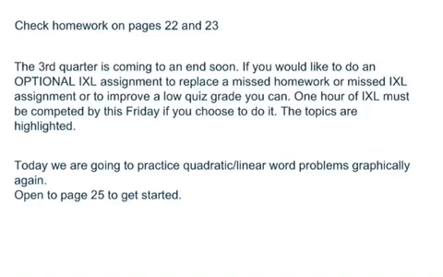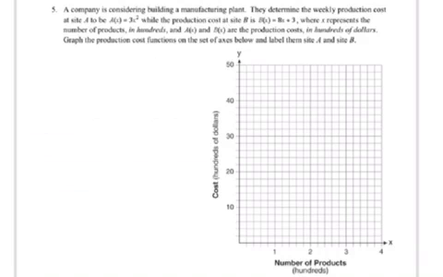Today we're going to practice quadratic and linear word problems graphically again. So open up to page 25 so that we can get started. On page 25, question number 5, this question is talking about a company considering building a manufacturing plant. They determine the weekly production cost of site A to be A of x equals 3x squared.